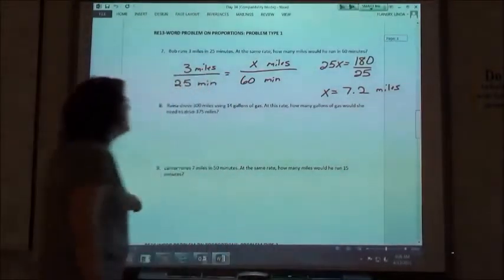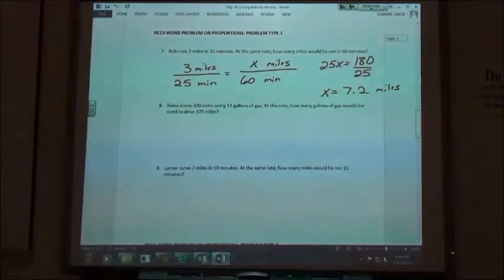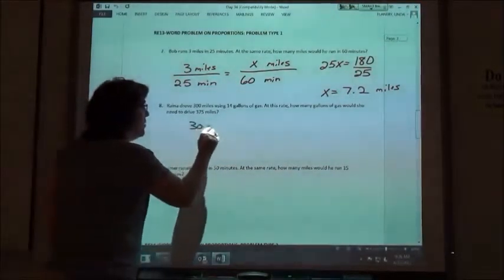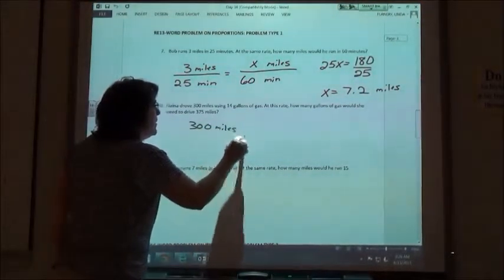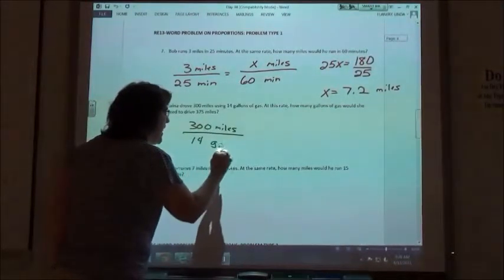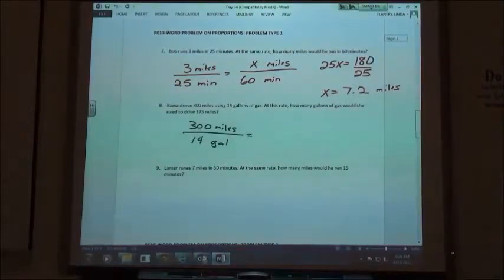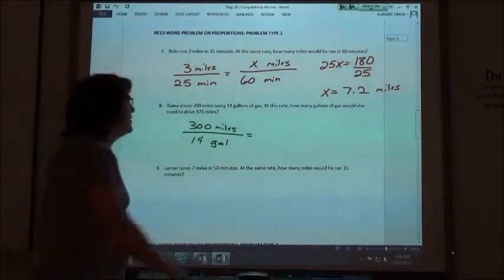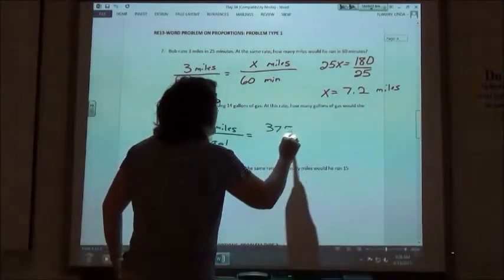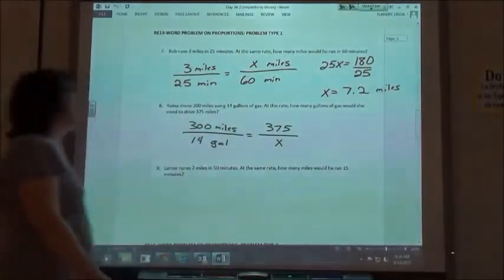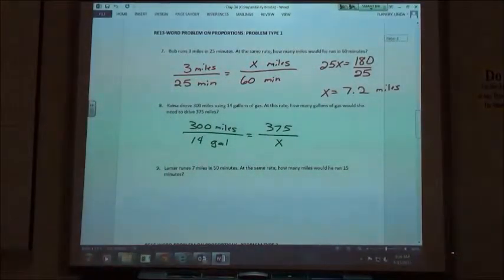So Raina drove 300 miles using 14 gallons of gas. At this rate, how many gallons of gas would she need to drive 375 miles? How should I write my other rate? 375 over x, right? 375 miles and how many gallons?